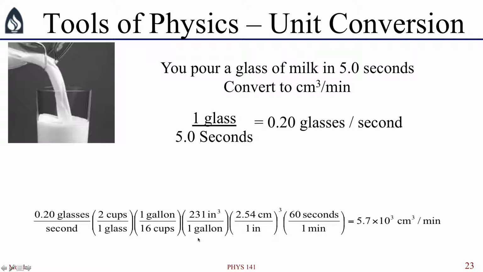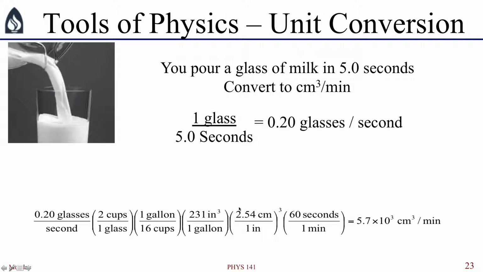And another conversion fact that I can look up is that 1 gallon is equivalent to 231 cubic inches. So here, once again, gallons can cancel with gallons. And then another fact is that 1 inch is equivalent to 2.54 centimeters. And here I need to cube things because I have cubic inches here, so that needs to cancel with cubic inches down here. And then the centimeters can also get cubed so that my final answer can be in cubic centimeters.